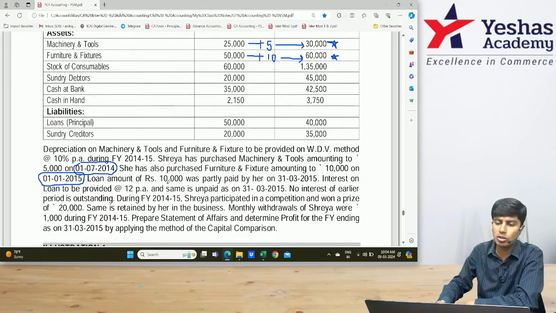Then, the loan amount of 10,000 was partly paid by her. Here she has a loan. How much is it? 50. Closing balance is how much?